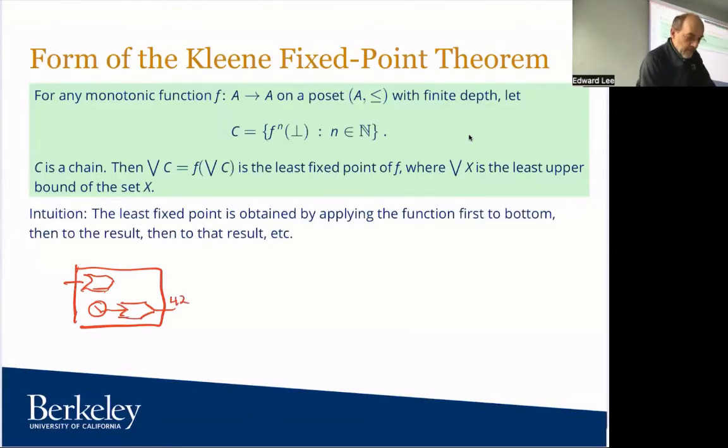Right? Why is that a favorite number among computer scientists? Well, it's because of Douglas Adams' Hitchhiker's Guide to the Galaxy. Right? This is the answer to the ultimate question. We've lost track of what the question is.